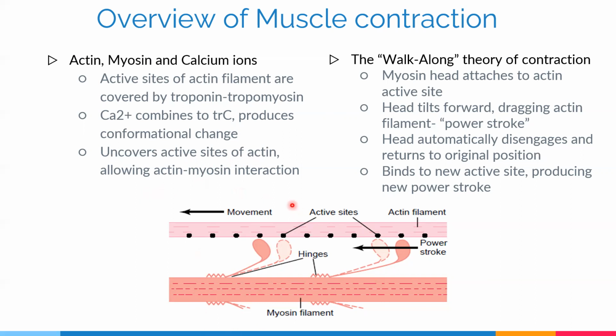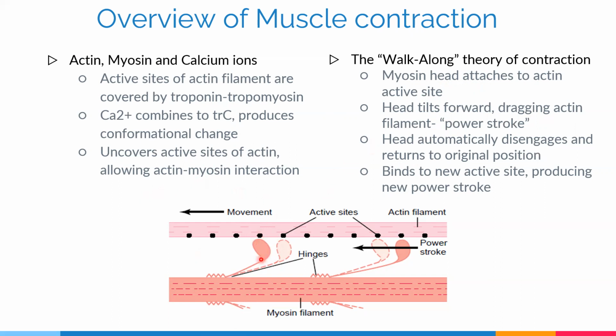But what does actin-myosin interaction entail? How does it help in contraction? This is shown by the walk-along theory of contraction. The myosin head, which was ordinarily just hanging perpendicularly out of the myosin filament, can now attach to the actin active site. So the myosin head will go and attach to the actin active site that is present on the G-actin. The head then tilts forward, dragging the actin filament.